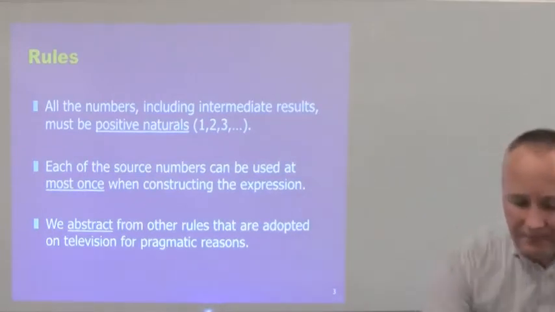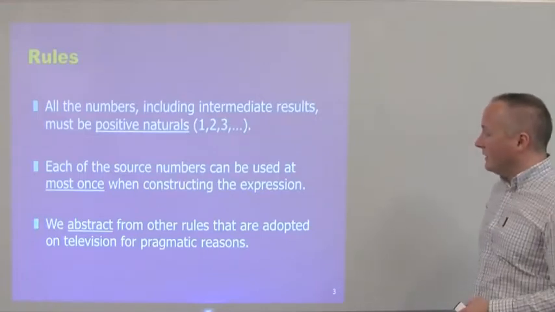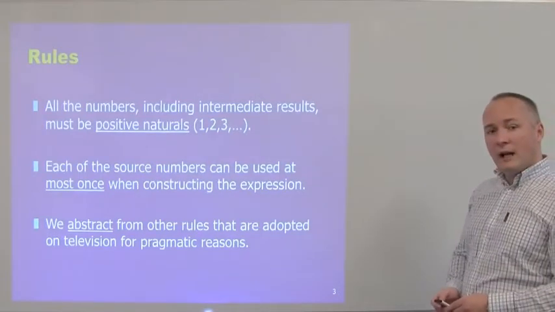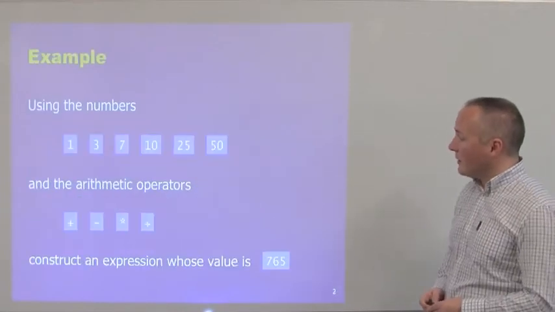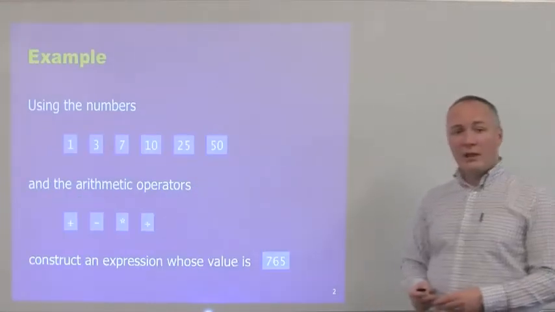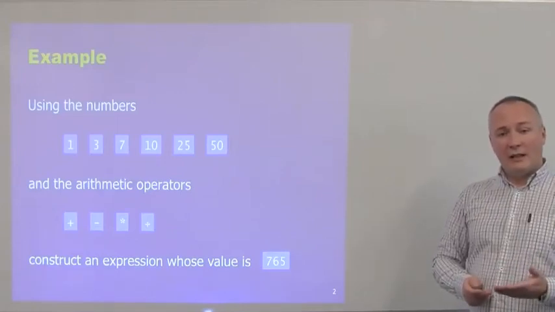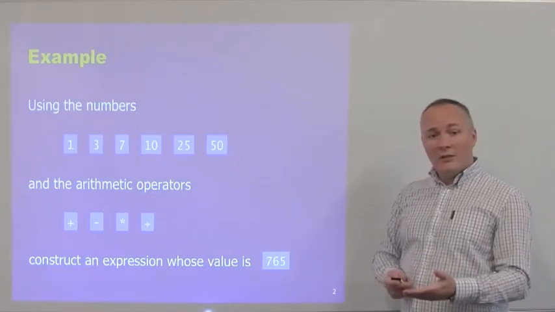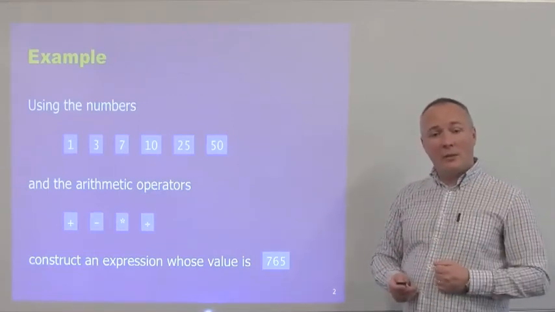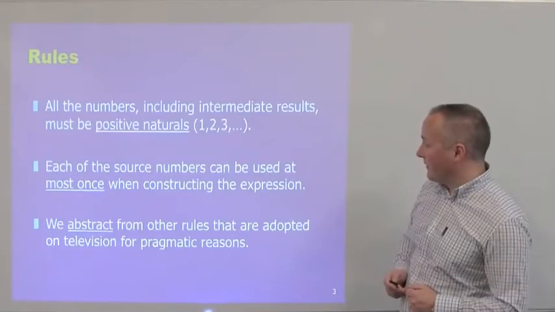The second rule in the game is that each of the source numbers that you are given can be used at most once when you're constructing the expression. So if we go back to our example here, you're given 6 numbers, you don't need to use all of them, but once you've used any of them, you can't use it again. So in particular, for example, if you've used the number 1, you can't use it again unless you're actually given 2 copies or 3 copies of 1 in your given numbers at the start.